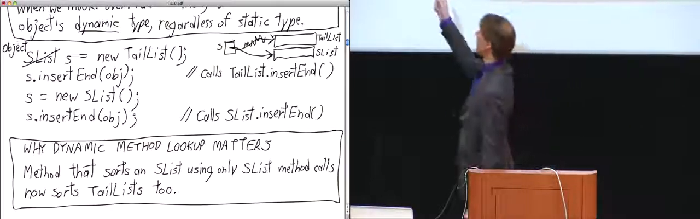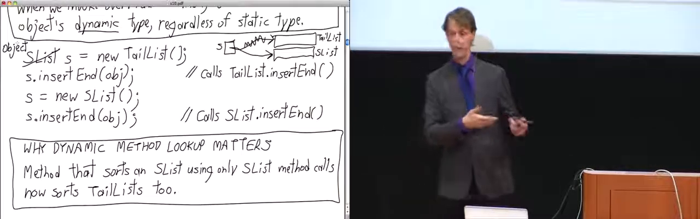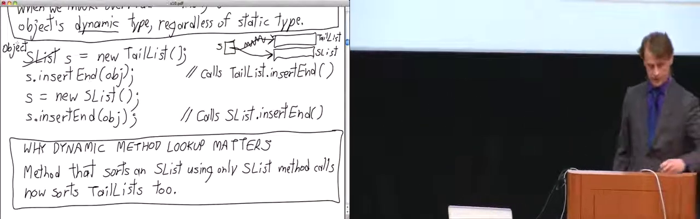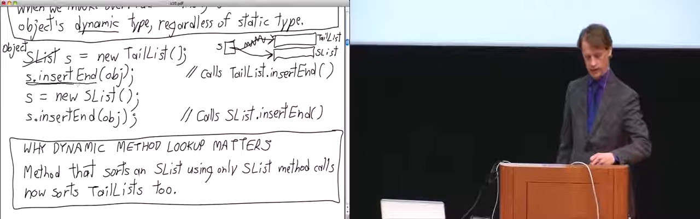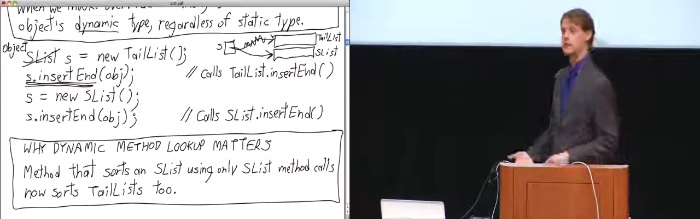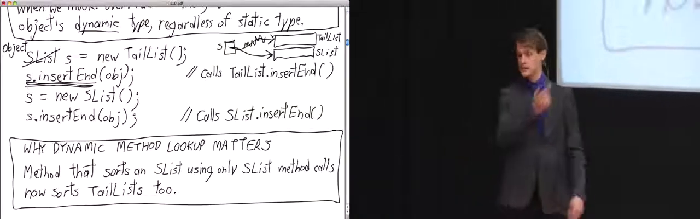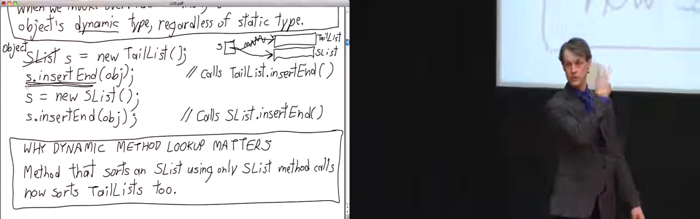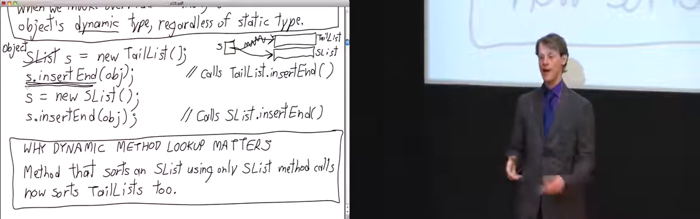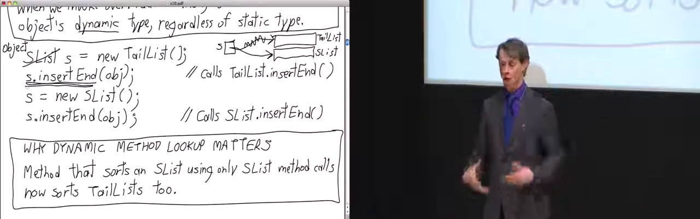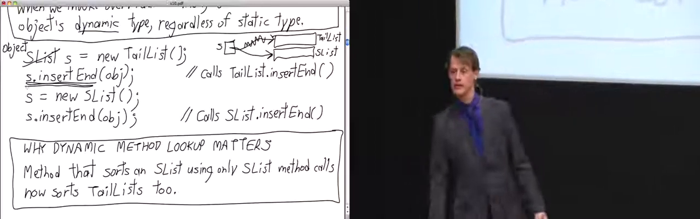Well, the first line will still work. You can construct a tail list and store it in an object variable, but this second line of code will not compile. S.insertEnd won't compile because not every object has an insertEnd method. There is no insertEnd method in the object class, so Java won't compile this. You can only call insertEnd on a static type that always has an insertEnd method.